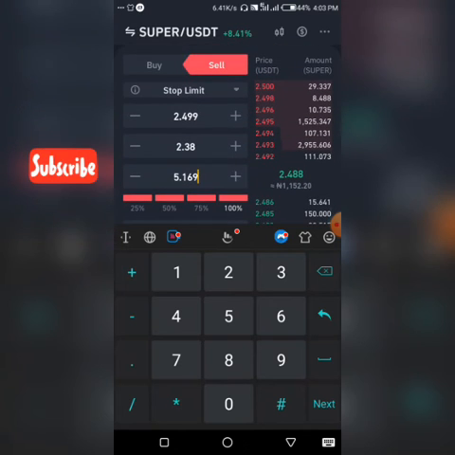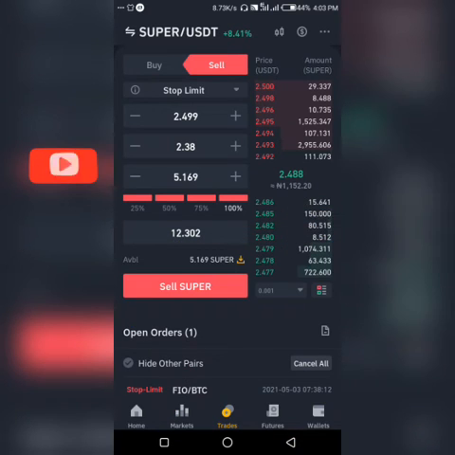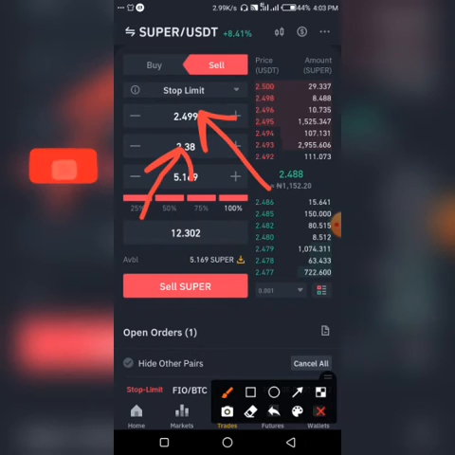So what this means is that if this price gets to 2.499, it will sell for you. But if it is going down and gets to 2.38, it should sell for you. Do you understand that it should not pass 2.38? That is what it means, in case the price decides to reduce. So that is it.